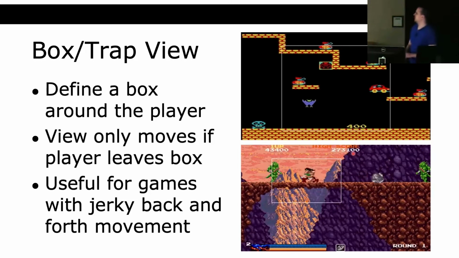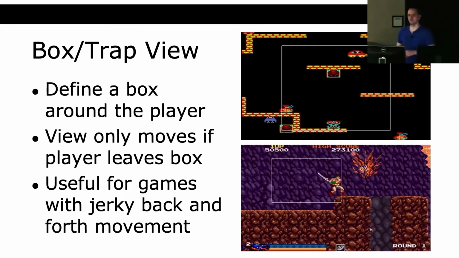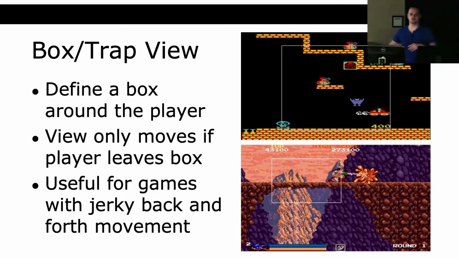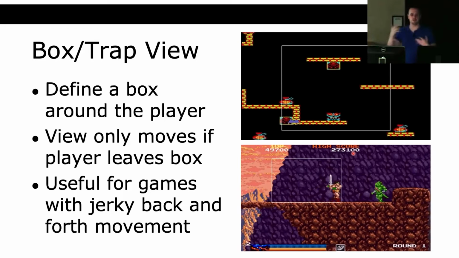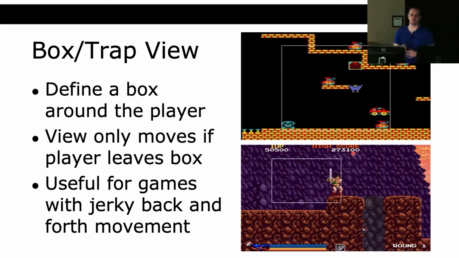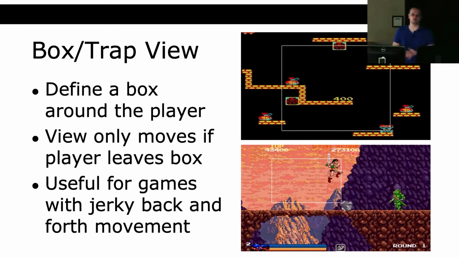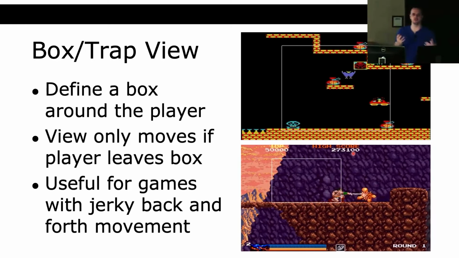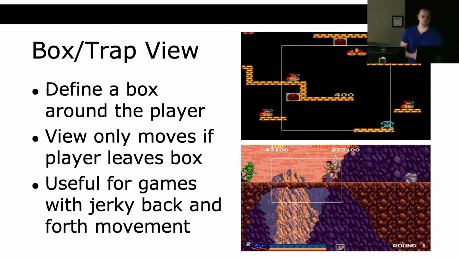Next, we have this simple box or trap view, which the video talked about. And this is a great thing if you make a side scroller in which you move both horizontally and vertically, because, as you saw in the video, it limits the amount of camera scrolling while simultaneously making sure that the player in that game is visible at all times, right?